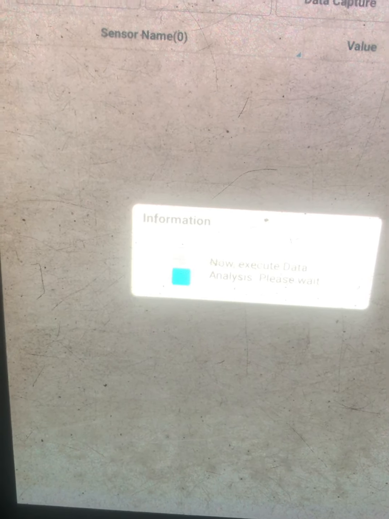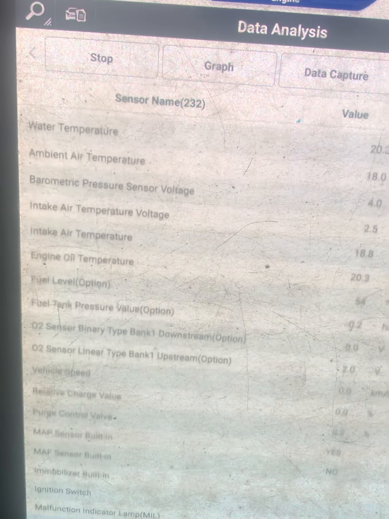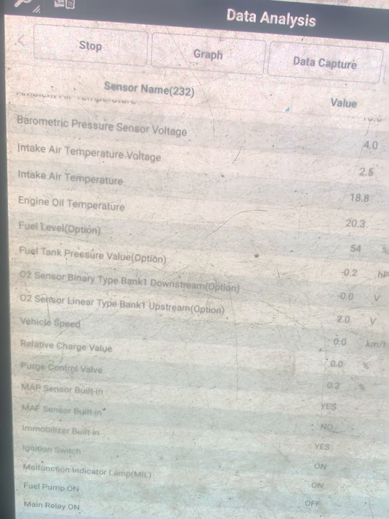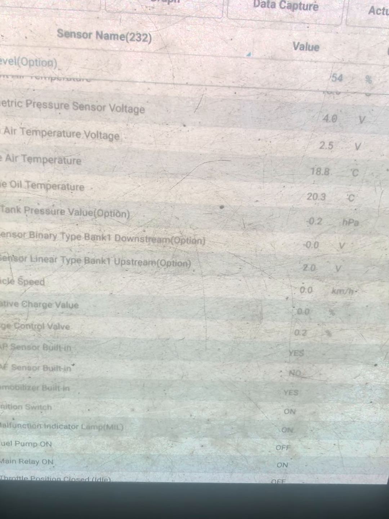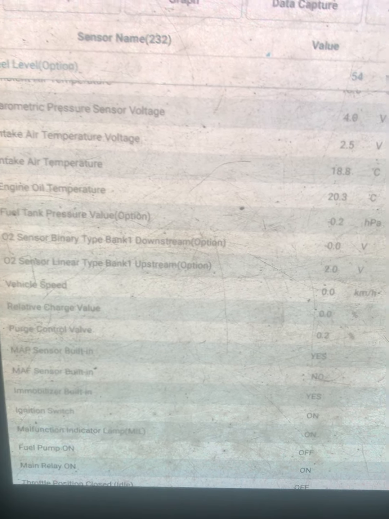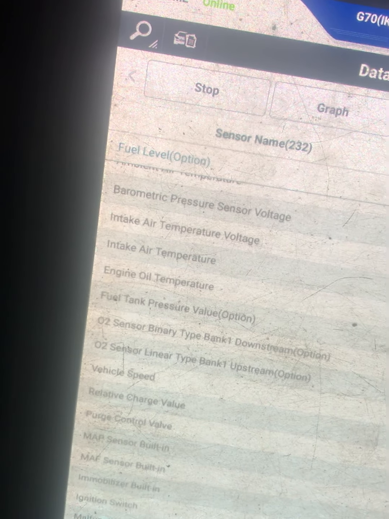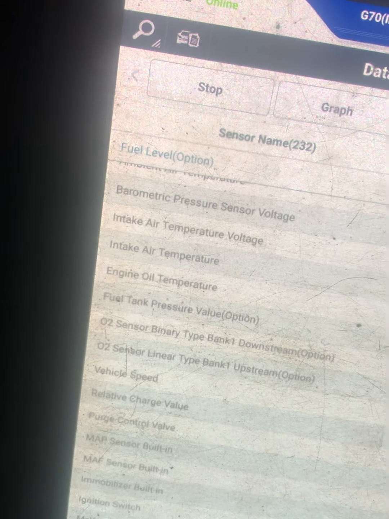So let me find that. It says here I have a 54% fuel level, right? And as you can see in our gauge, it's showing almost empty. So maybe it got tricked that there's still fuel, or no, I don't know. We'll see. That's one clue too that there's something going on there. What else?